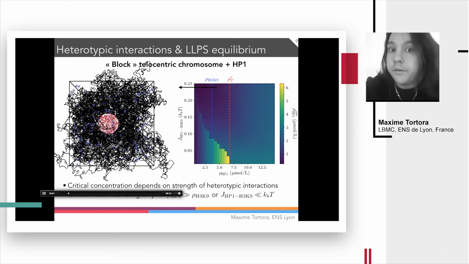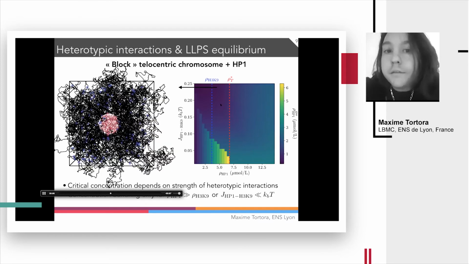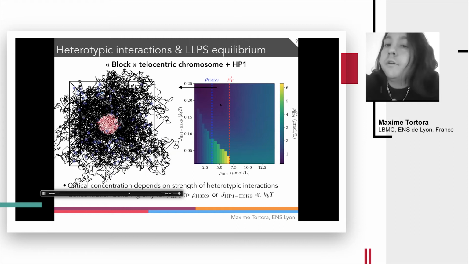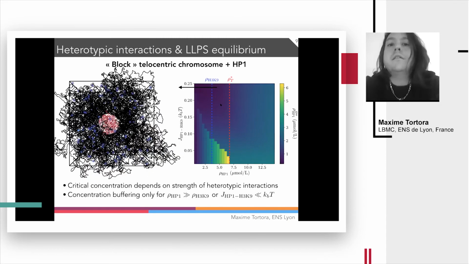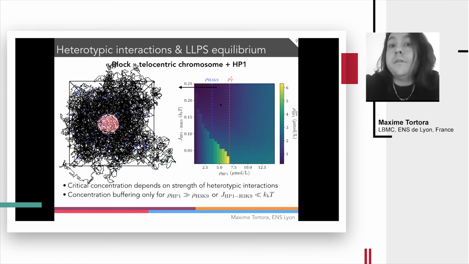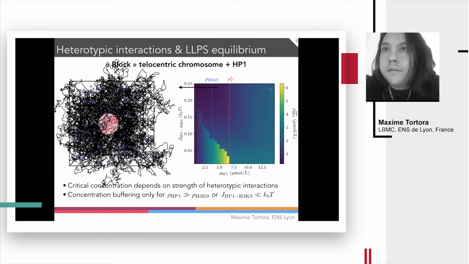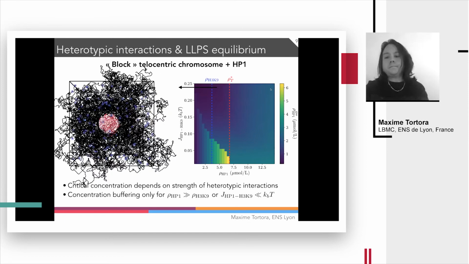So beyond that point, increasing HP1 concentration further means that the extra proteins must now remain in the gas phase, since there are no more HP1 and H3K9 contacts to be gained by growing the droplet further. This means that the concentration of the gas phase is now increasing, so that concentration buffering is only partial, as you can see here. It's not constant anymore.